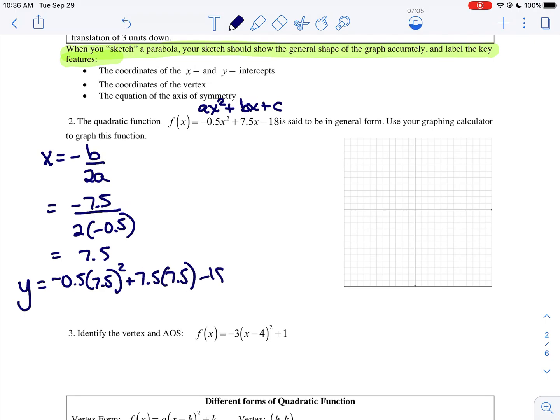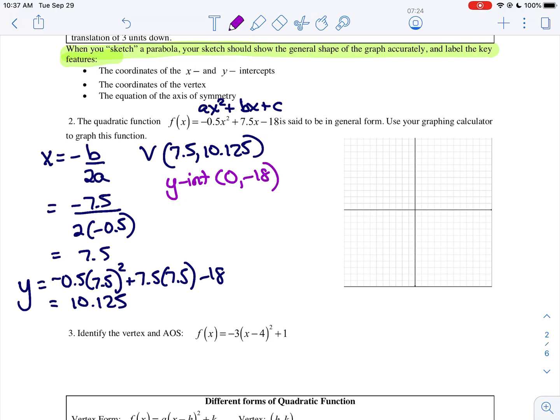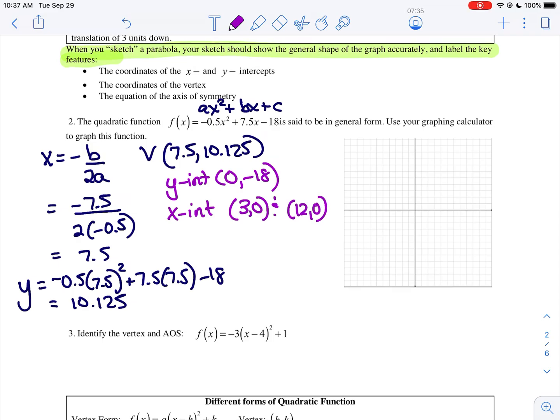And again, I am trying to do this rather quickly, so pause it if you need. So then my vertex is (7.5, 10.125). I'm going to change colors. My y-intercept would be (0, -18). I went to my graphing calculator, and I just did the x-intercepts from the graphing calculator.